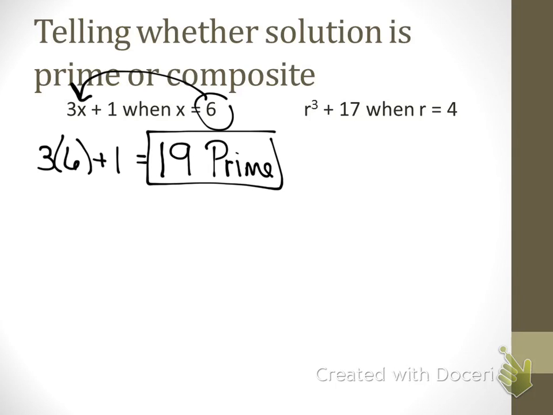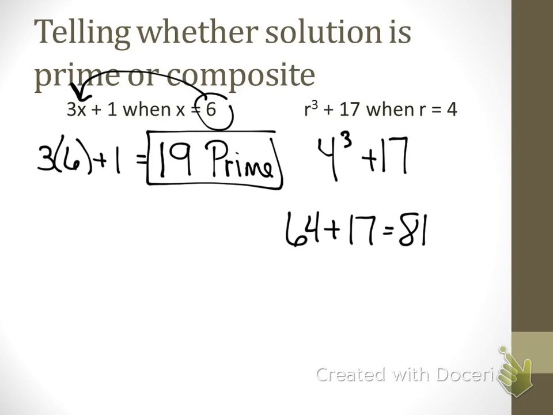Okay? I want you to solve the next one. R to the 3rd plus 17 when R equals 4. So what's 4 to the 3rd? 64. What's 64 plus 17? 81. Is 81 prime or composite? Whoa. It's composite. What's its factor? 9. Okay. Any factor other than 1 and 81 makes it composite. All right. And if you understand that, that's everything you need to know for 4.1.